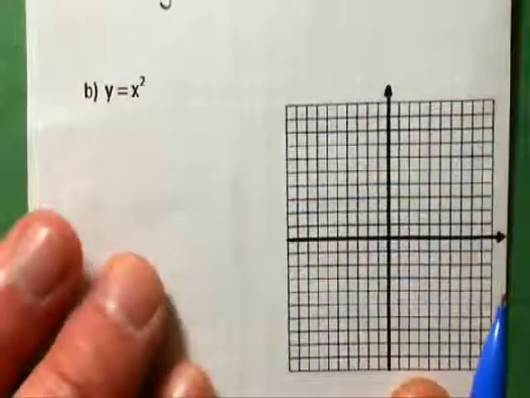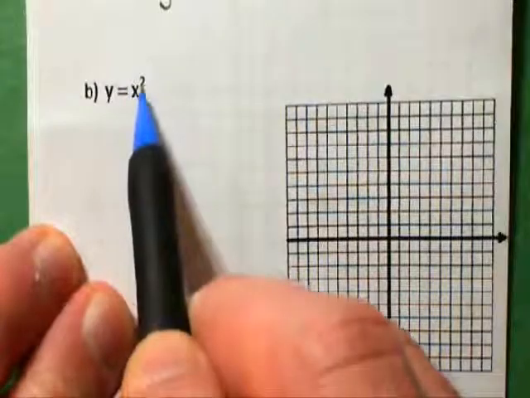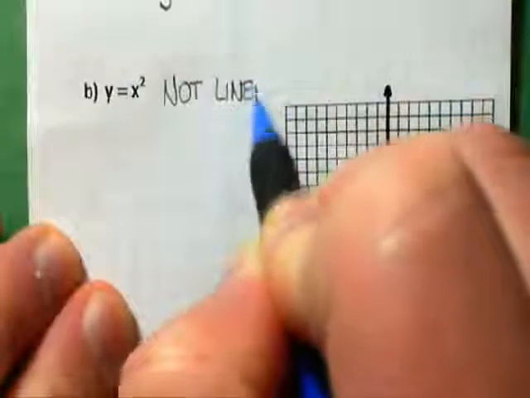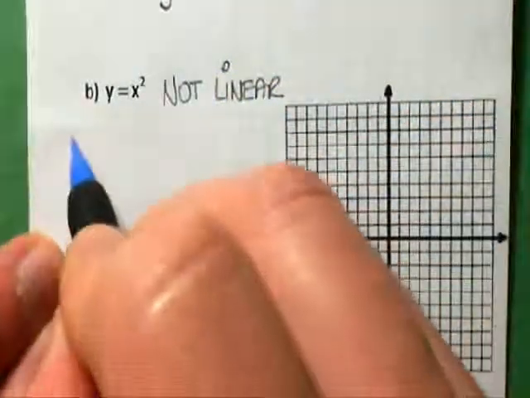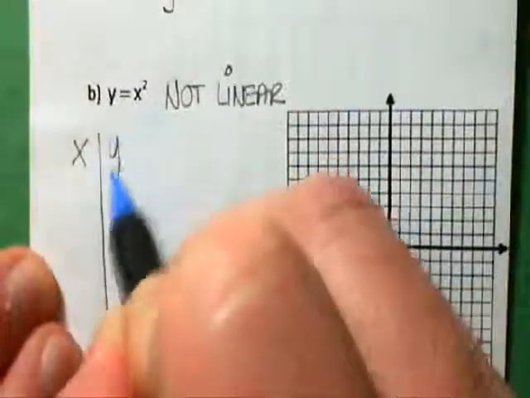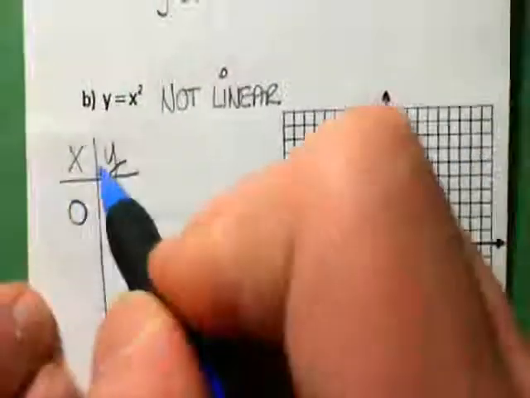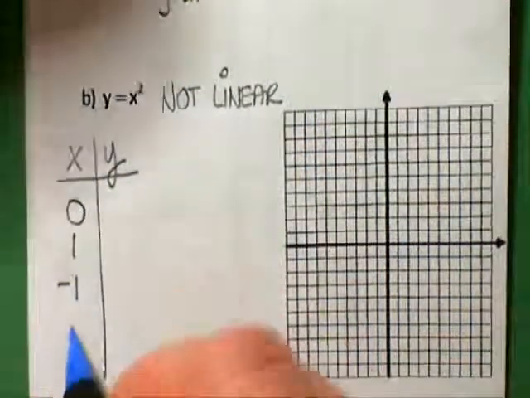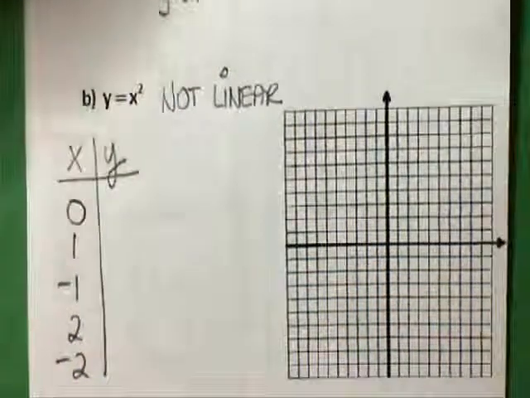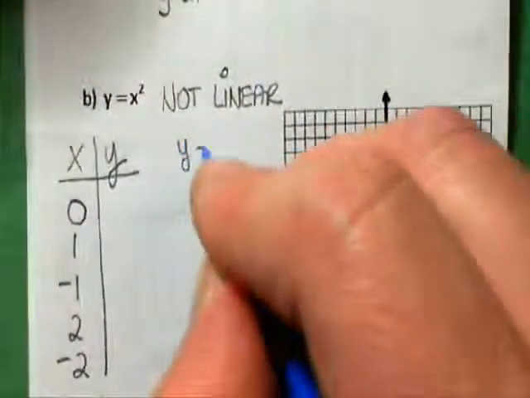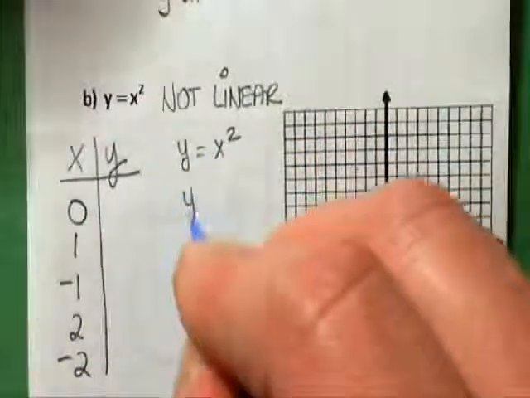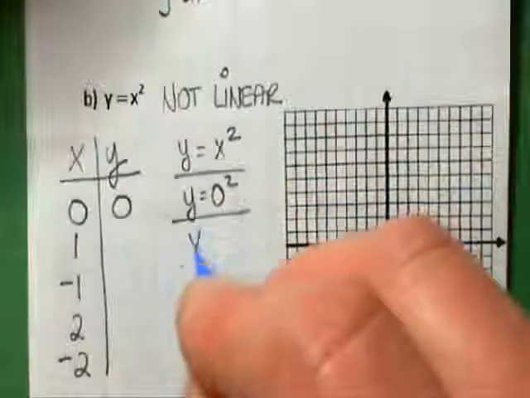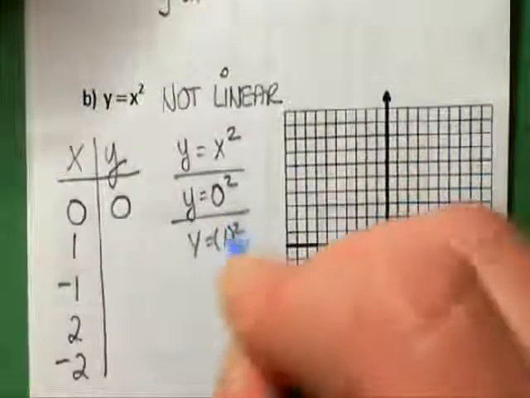Problem letter B, as we can see, does not have an exponent 1, so then we know that it's not going to be linear. And we're going to make the points by creating a table. Let's use the same numbers as before. So 0, 1, negative 1, 2, negative 2. Okay, so our equation is y equals x squared. So if we plug in 0, 0 squared is 0. If we plug in 1, 1 squared is 1.